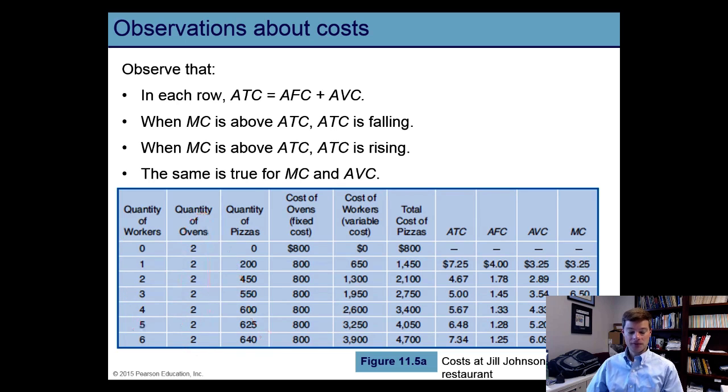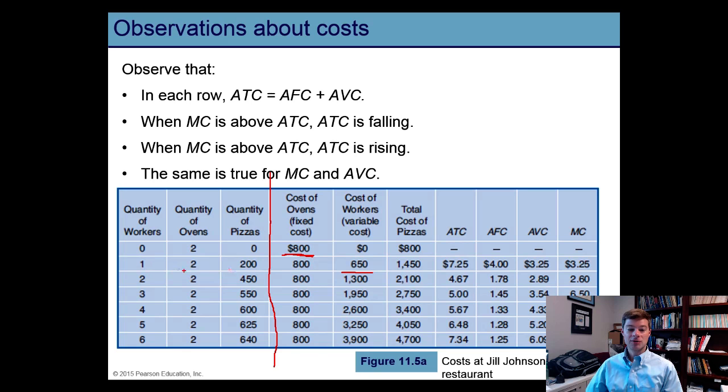Okay, the first three columns of the table describe the production process. The next 7 columns in the table are going to describe the cost of production. For example, we're going to assume that the 2 ovens cost $800, and we're going to assume that each worker costs $650. So on the first row, we're using 2 ovens, and this is going to cost $800.